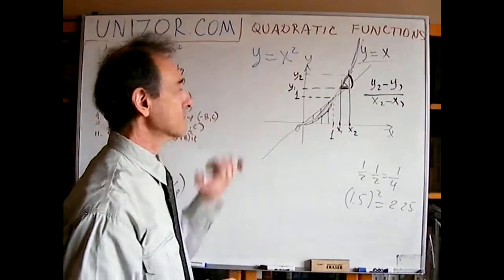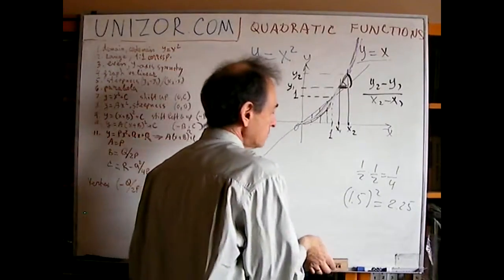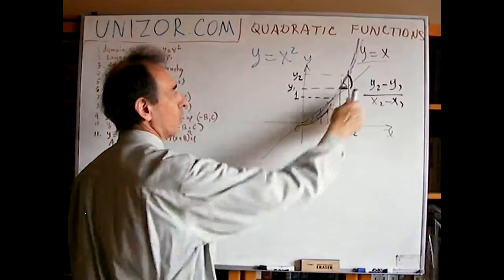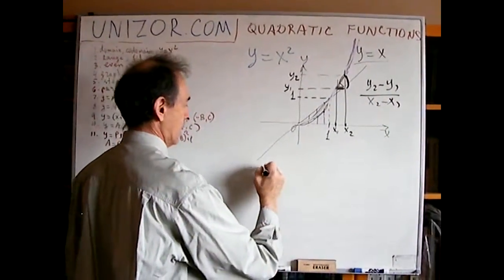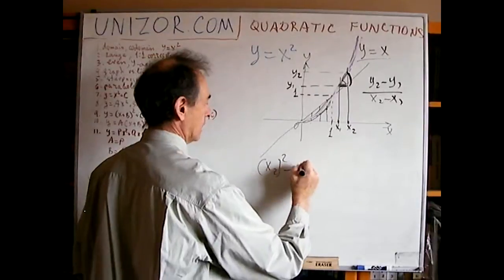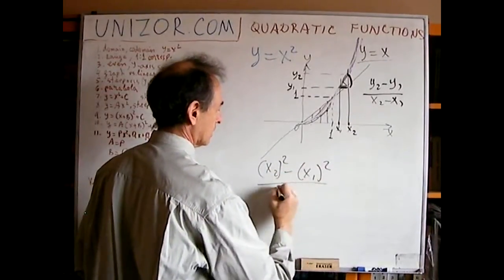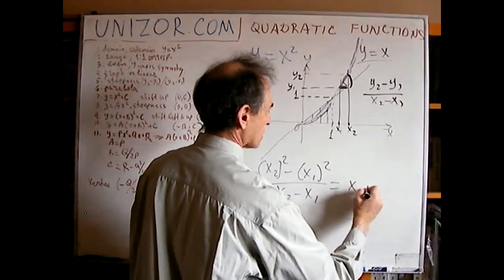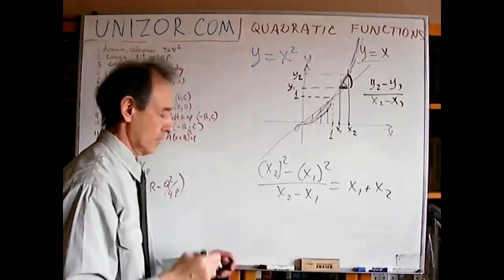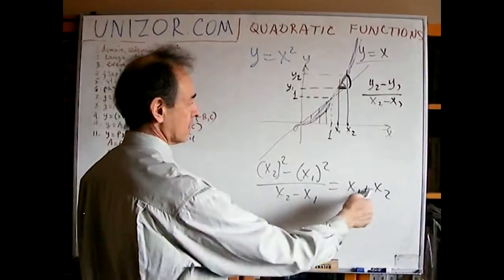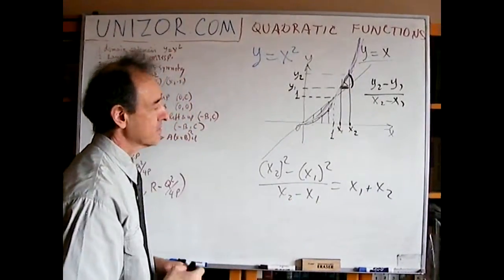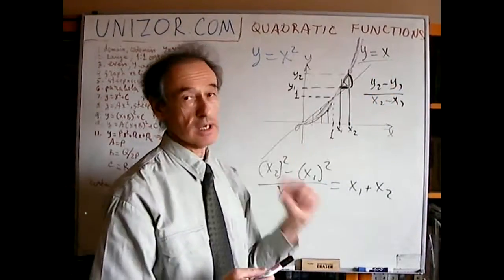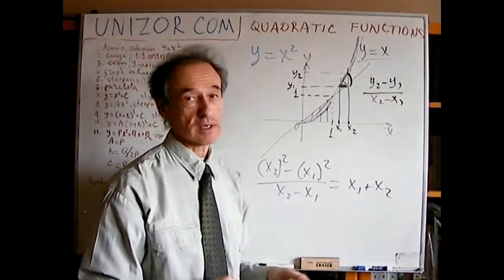Now, how about this function? Well, that's not the same, obviously. If you take y2 minus y1, which is x2 squared minus x1 squared divided by x2 minus x1. As we know, this is equal to x1 plus x2. For those who don't believe it, you can multiply this by this and you will get this. So this is actually not a constant like in this particular case. It's a variable which depends on x1 and x2.